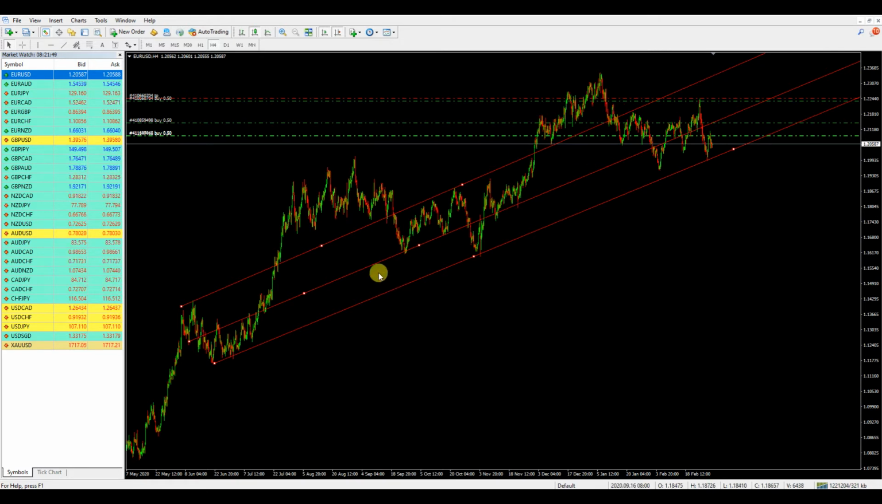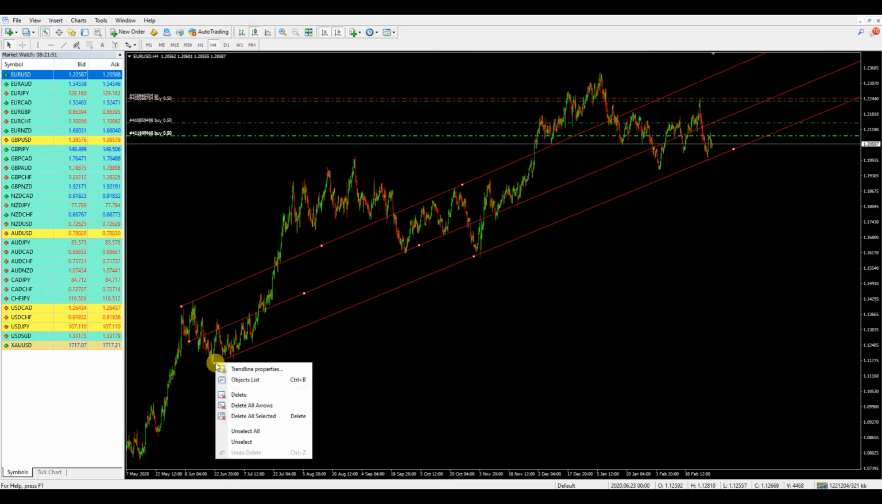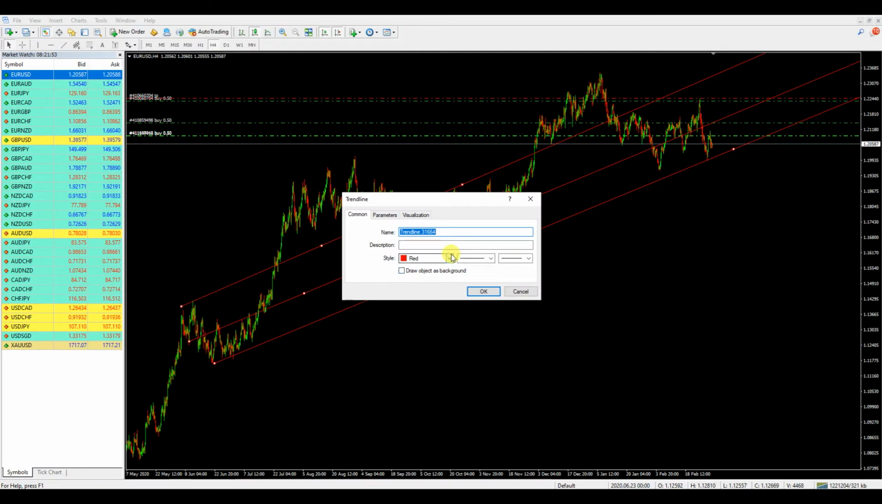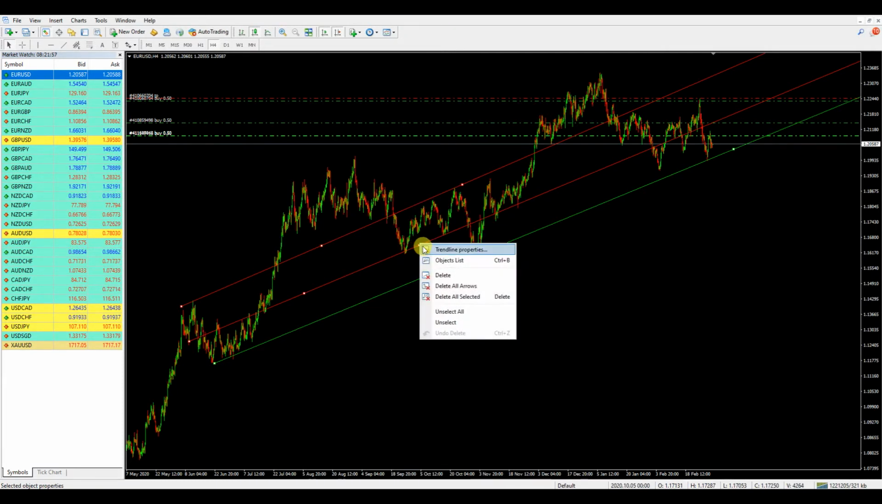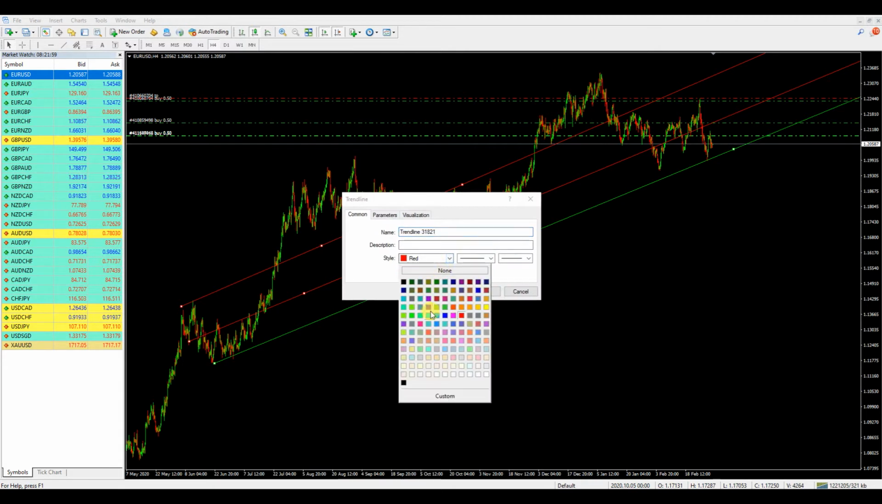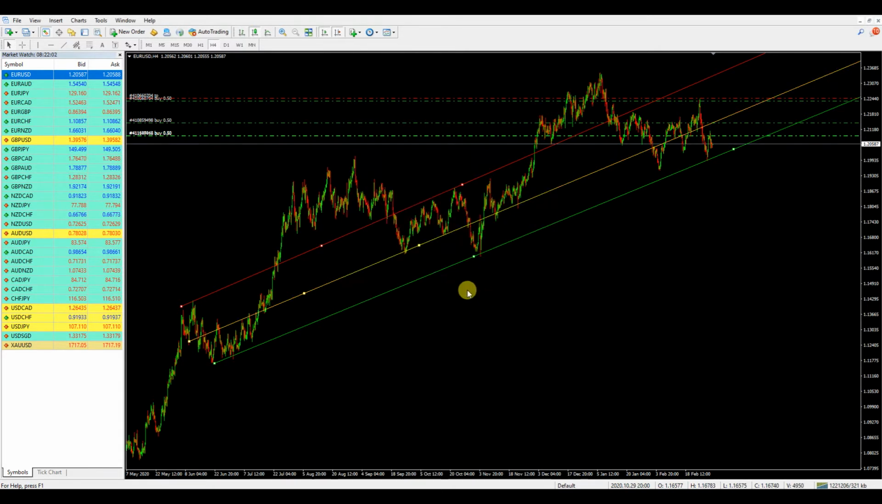So what do we do is we take trend line properties here on the right click, and then we go to line and we click on OK. And this we make yellow, right click, yellow, and this we are gonna leave as red as is. So let's make one more trend line and take it here.